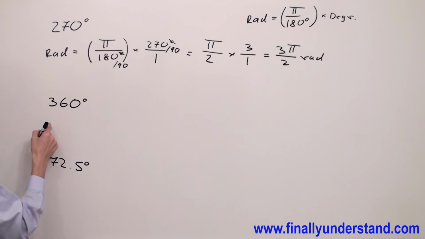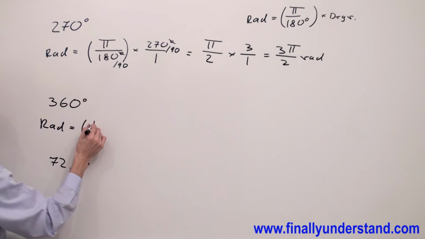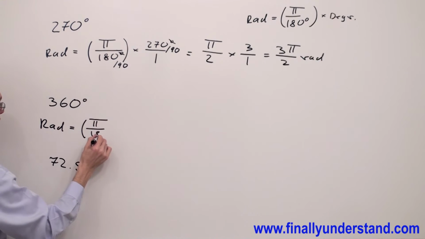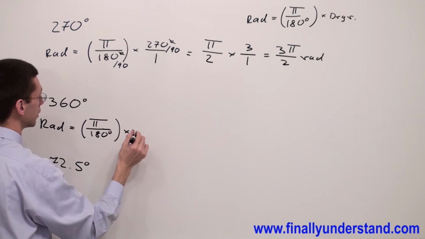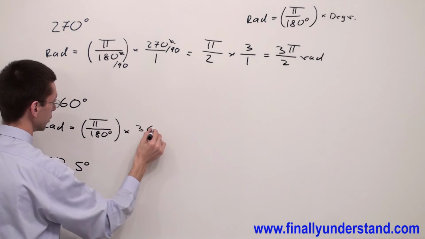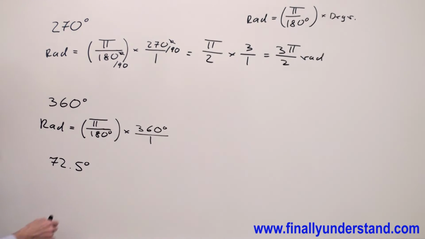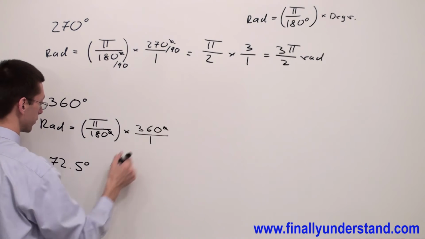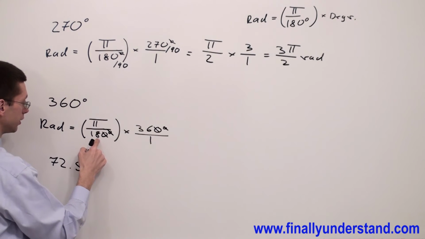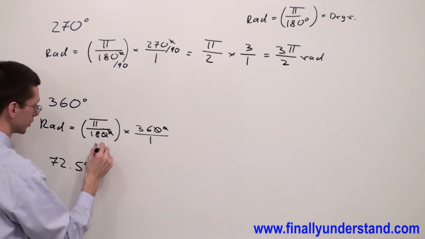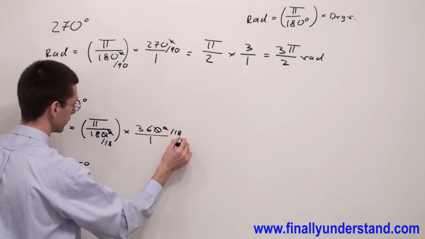Let's take a look at this one. I have radians are equal pi over 180 degrees times, in this case I can say 360 over 1. Degrees and degrees will cancel out. We can also cancel these two zeros. And I have 18 and 36. Both of them are divisible by 18. That's why I can reduce these two fractions by 18.